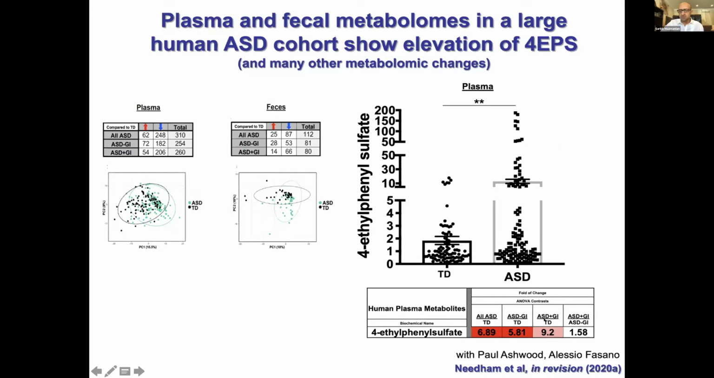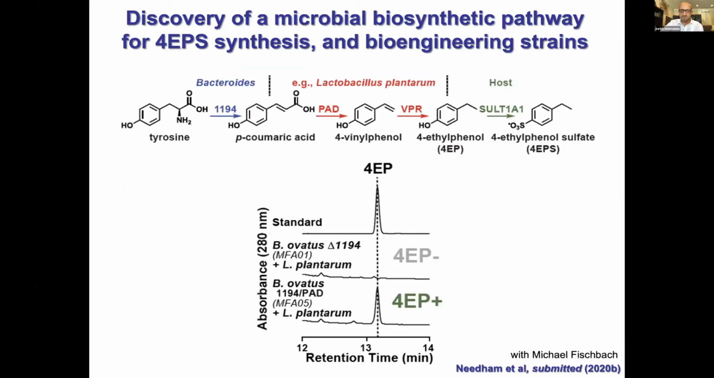And if one were to look at the fold elevation, there's actually a little bit of a difference between individuals who had GI symptoms and didn't have GI symptoms. But not surprisingly, individuals with an autism diagnosis that also have gastrointestinal symptoms have the highest elevation of 4-EPS relative to typically developing individuals, almost a 9-fold increase.